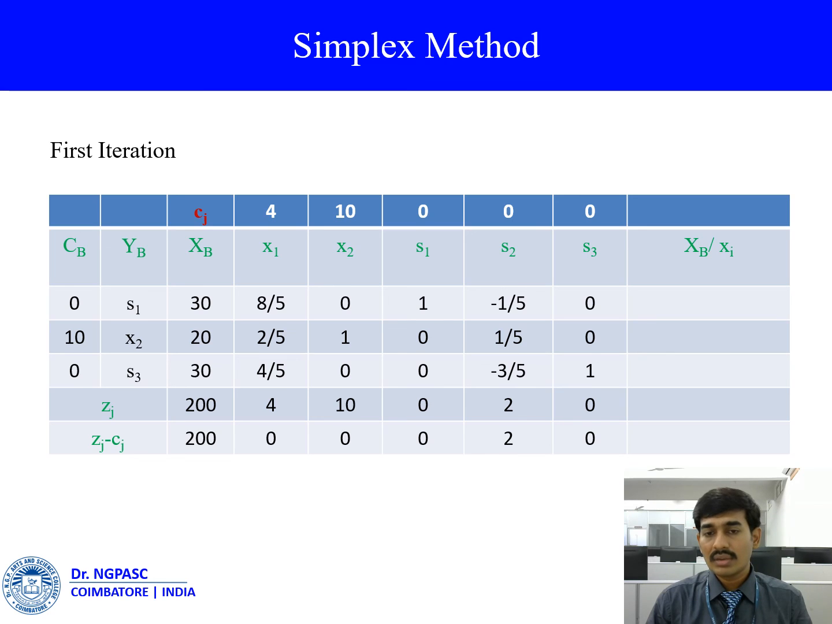Similarly we find zj. After that, zj minus cj: here 200 minus cj is 200. Then 4 minus 4 equals 0, 10 minus 10 equals 0, 0 minus 0 equals 0, then 2 minus 0 equals 2, 0 minus 0 equals 0. In the simplex algorithm, zj minus cj greater than or equal to 0. Here all are non-negative, so we can finalize this as the final simplex table.